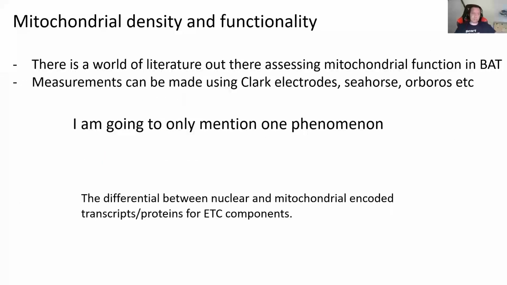Okay, a brief aside about mitochondrial density and functionality. There's a world of literature out there assessing mitochondrial function in BAT, and measurements can be made using things like Clark electrodes, Seahorses, Oroboros. I'm only going to mention one phenomenon, because I think we could have an entire technical seminar or two or three on the first two points. And it's the differential between nuclear and mitochondrial encoded transcripts or proteins for electron transport chain components.